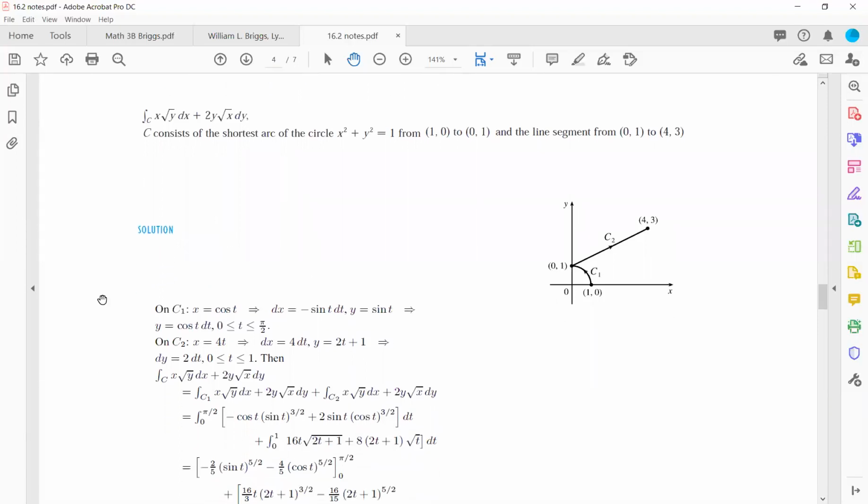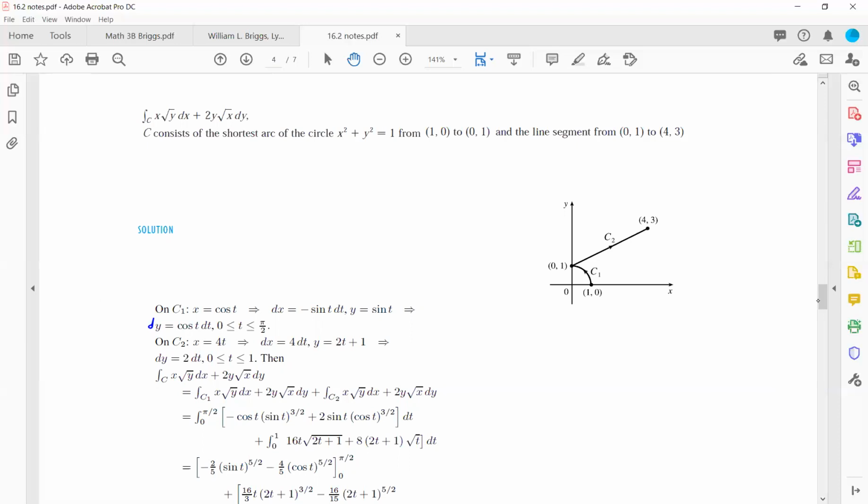Very well. On C sub 1, since you have a circle, you can say x is cosine t, and dx is equal to negative sine t dt. And as usual, y is equal to sine t, so the derivative of y, or y prime, is equal to cosine t dt. And note that your t ranges between 0 and pi over 2.